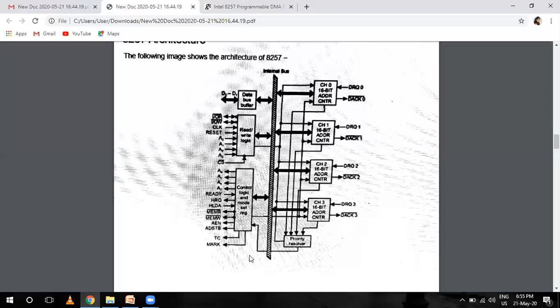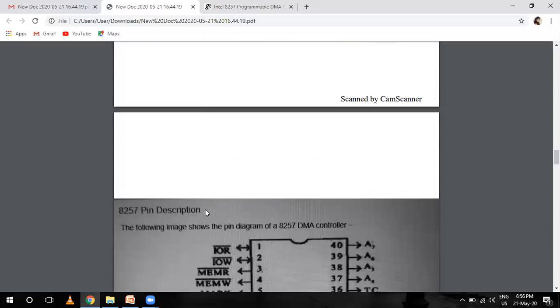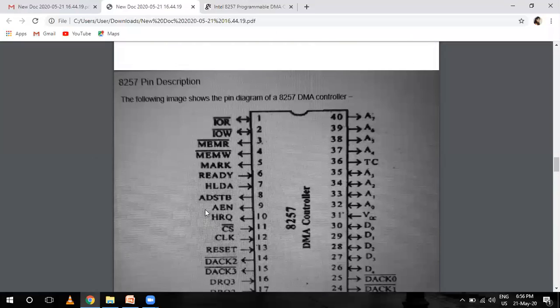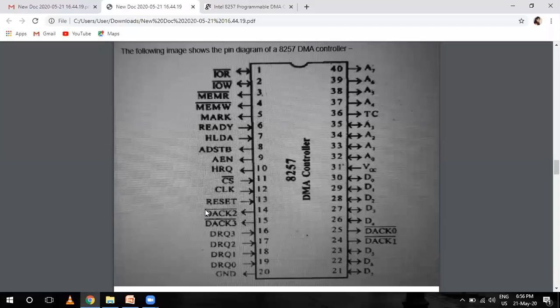This control logic block controls the sequence of operation during all DMA cycles by generating the appropriate signals and a 16-bit address that specifies the memory location to be accessed. Fine. Now come to its pin diagram. This is a 40 pin package having different pins.